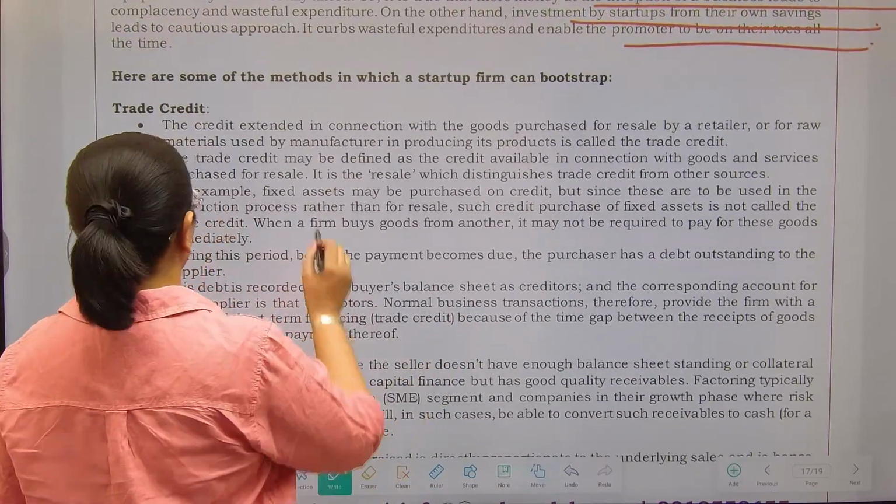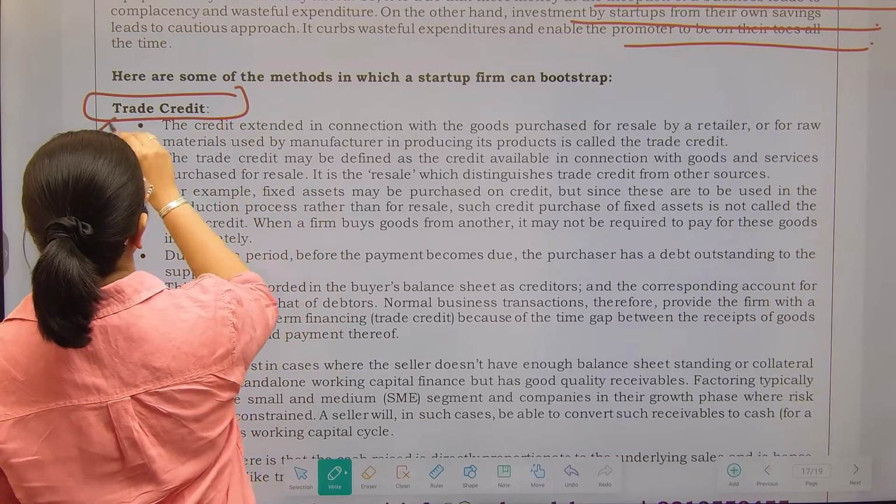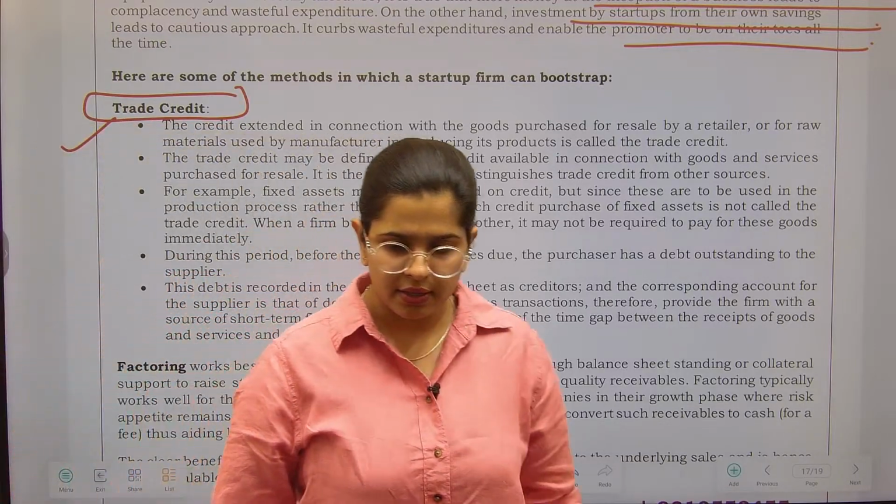Number one, we have trade credit. Now, trade credit is also a source of finance for us.